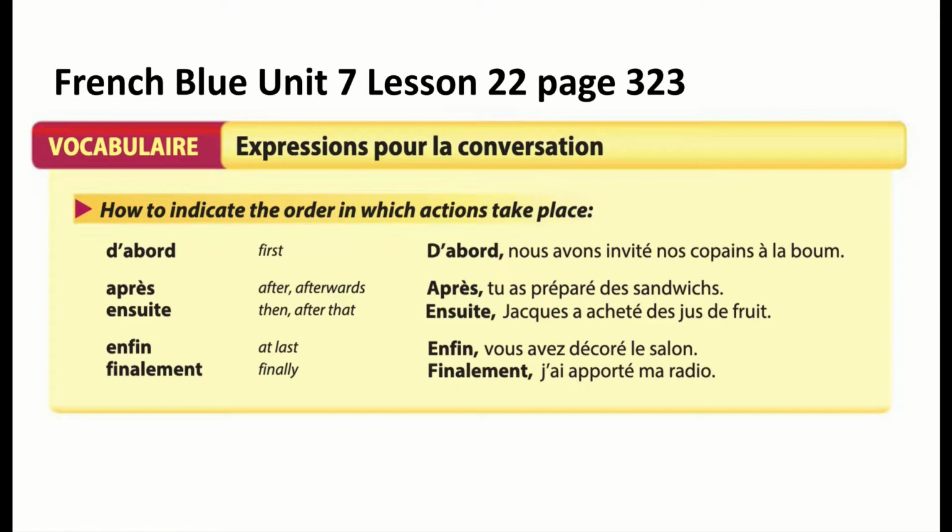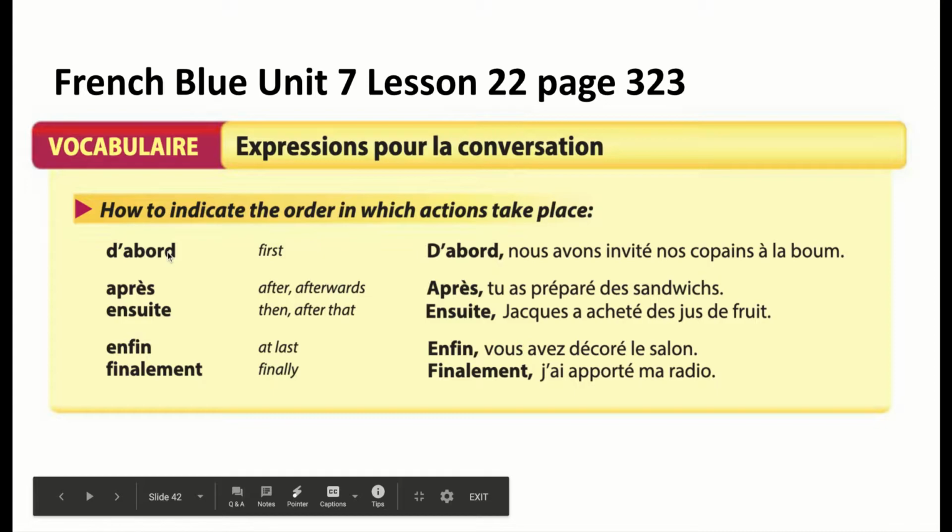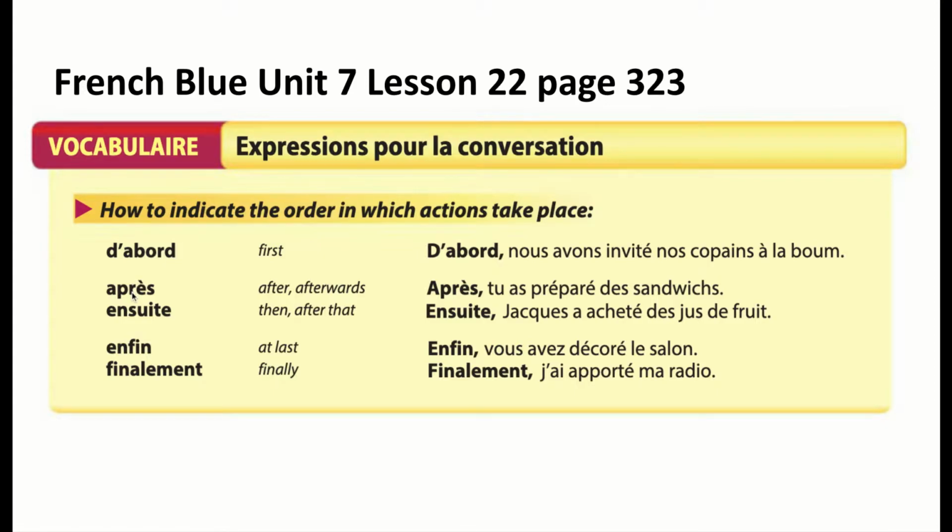Think about as well, we talked about in chapter, I think it was lesson 16, when we did premier, deuxième, troisième. Those are another great way to organize what you're trying to say, first, second, third, and these as well. So we have d'abord, first. Après, after. Ensuite, then. Enfin. Finalement. So these words are very helpful to insert into your writing, into your speaking.